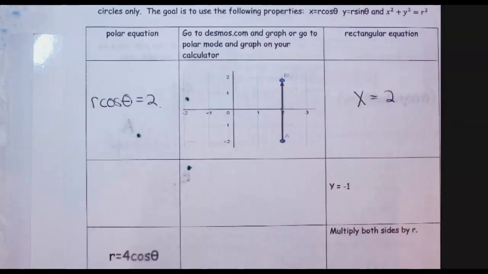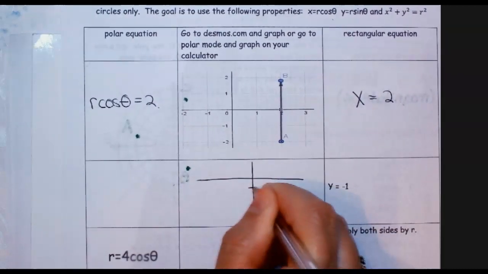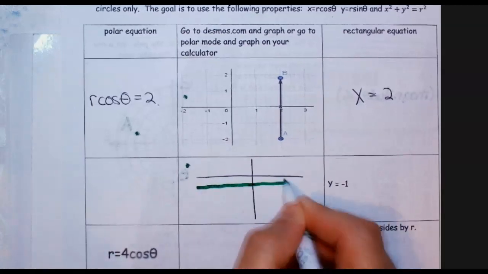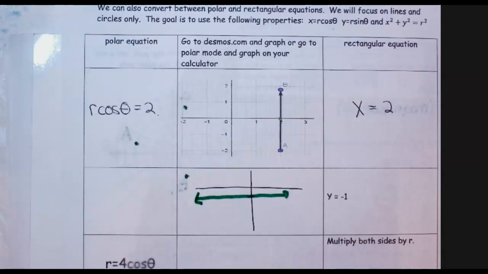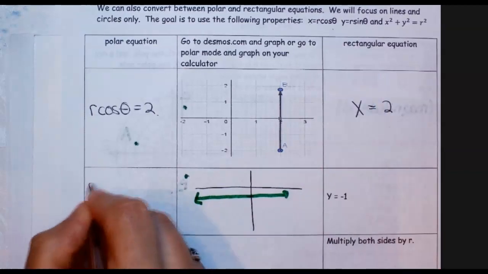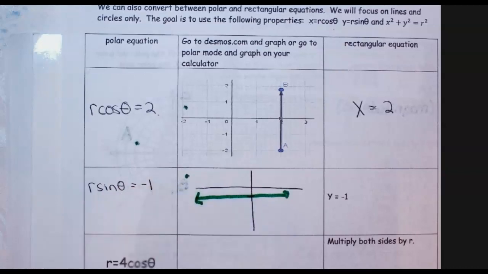Okay, let's go on to the next one. Y is equal to -1. So we know that is here, and we know it is a horizontal line at -1. So again, if I wanted to change it to polar form using the substitution at the top, y is equal to r sine theta. So this in polar form would be r sine theta is equal to -1.